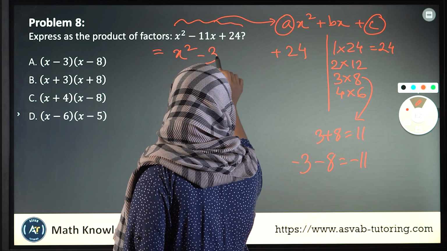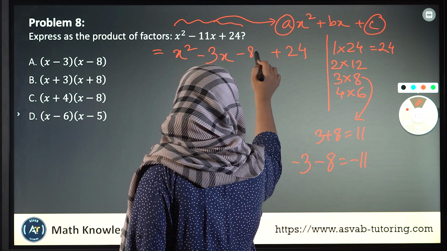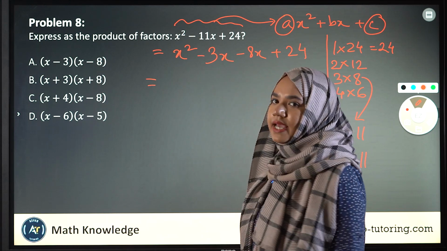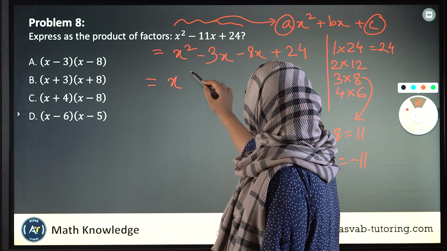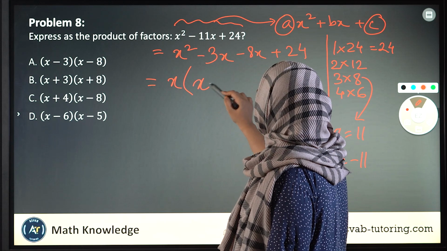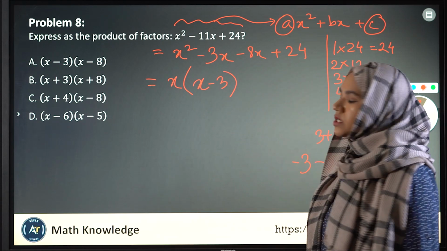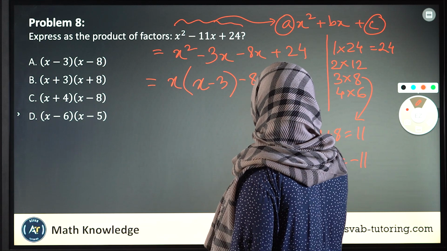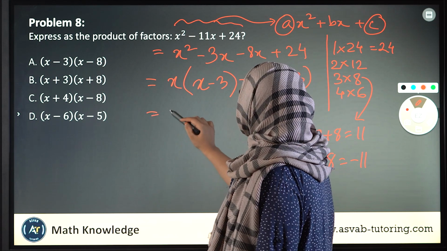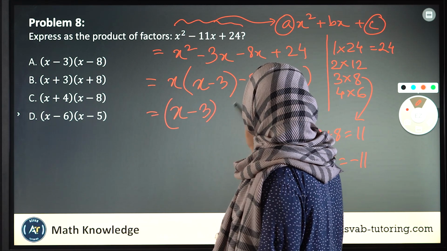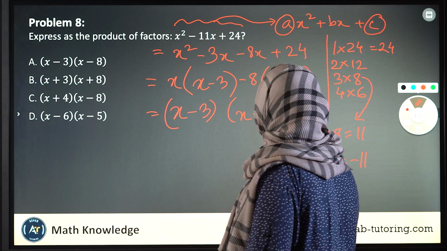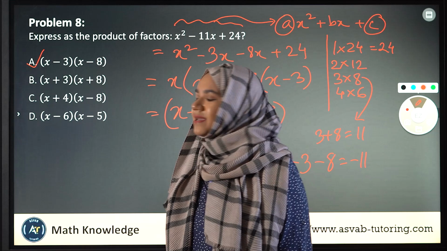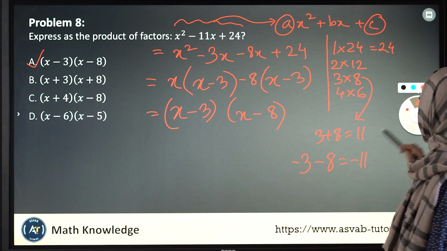So we are going to write minus 3x minus 8x, all right? And then what we do is, for the first two terms, we're going to take x common. So x being common is going to be x minus 3. And then for the next two terms, what can we take common? We can take minus 8 common. So if I take 8 common, it's going to be x minus 3 all over again. So that leaves us with x minus 3 and x minus 8. And as you can see, the correct answer to this is option number 8. All right? So we're done with problem number 8.